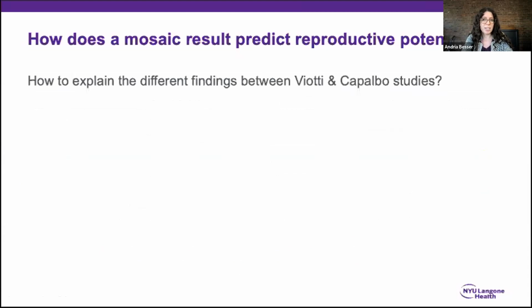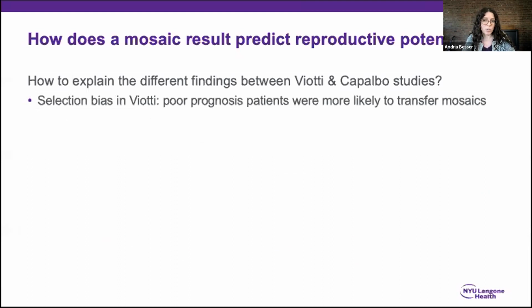So how do we reconcile these different findings between the Viotti study and most studies out there that are finding poorer outcomes from mosaics compared to euploids, and the Capalbo study, which found that mosaics and euploids seem to be the same? Well, the Viotti study and most studies were retrospective, so patients had either transferred a euploid or a mosaic based on their particular clinical situation, and that introduced a selection bias because patients who transferred mosaics probably would have been more likely to have had past implantation failures or miscarriages with their euploids. They inherently had a poorer prognosis.